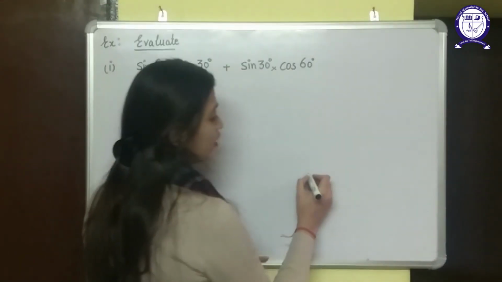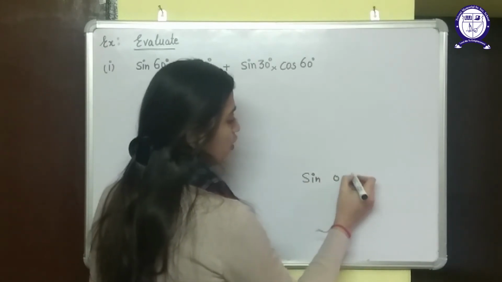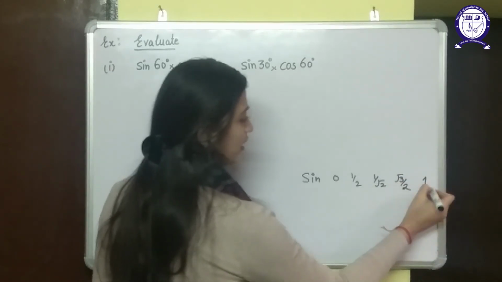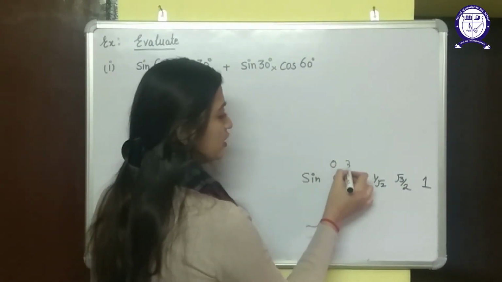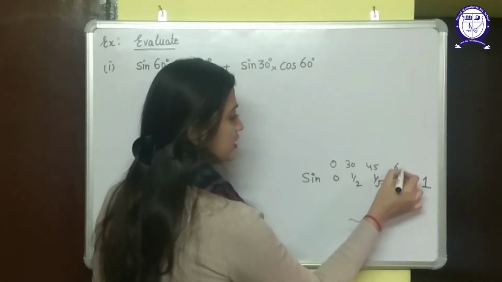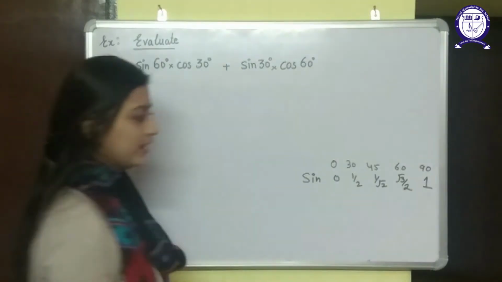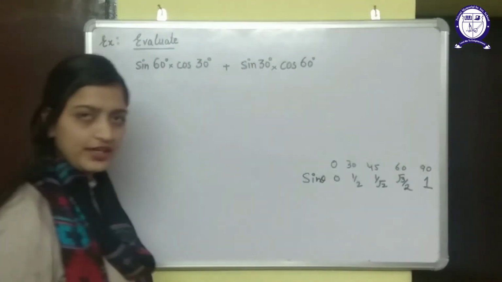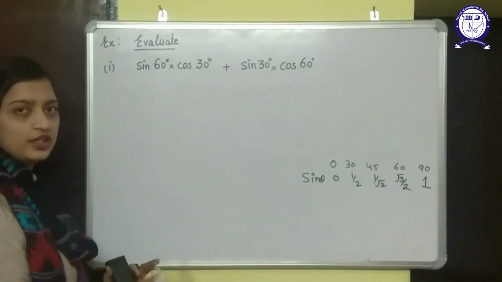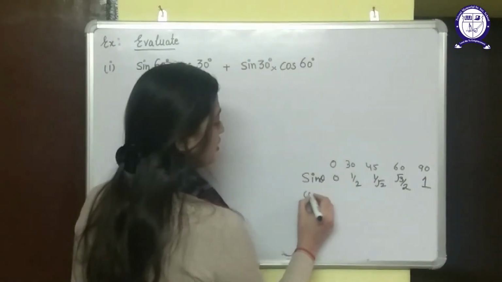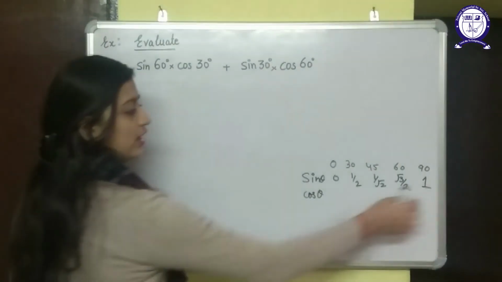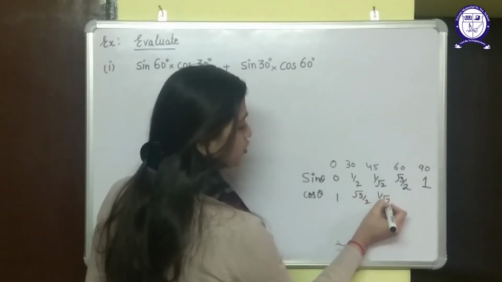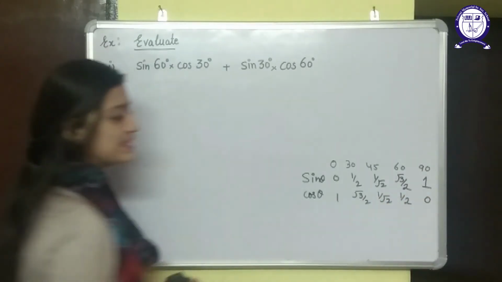First of all, what is the table? I am going to write the table of sine: 0, 1 by 2, 1 by root 2, root 3 upon 2 and 1. These are the angles 0, 30, 45, 60 and this is my 90 degrees. Okay, so these are the values of sine theta at different angles. Here I need the values of sine and cos, so you can write cos also. So cos is nothing but the reverse of this one. So 1, root 3 upon 2, 1 upon root 2, 1 upon 2 and 0.